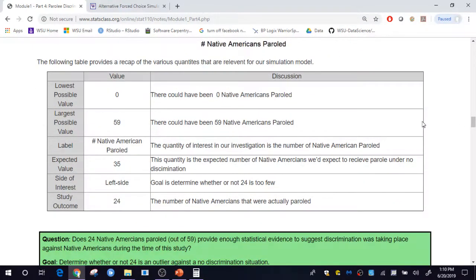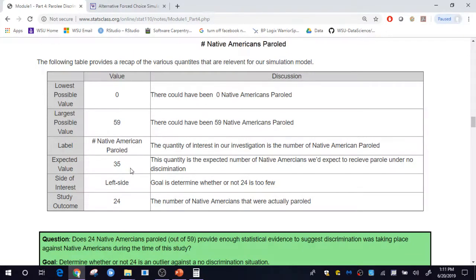So this table here just provides a recap of the various quantities that are relevant for our simulation model. Again, the lowest possible value is going to be 0, and the largest possible value here is going to be 59. In these examples in Module 1 and in Module 2, we're going to be simply counting up quantities. Before we were counting up the number of correct. Here we're counting up the number that received parole. So that number line is going to start at 0 in these first couple of modules. The label here is just the number of Native Americans that were paroled.